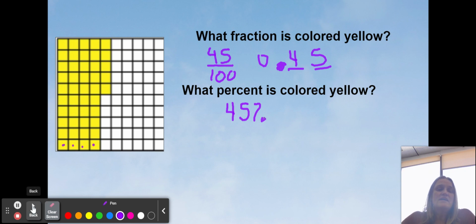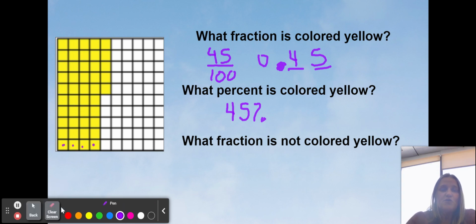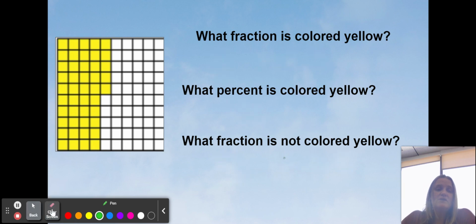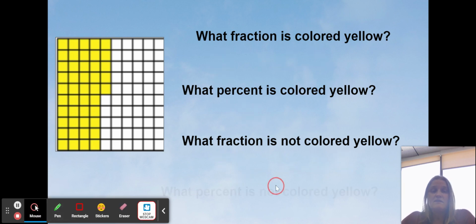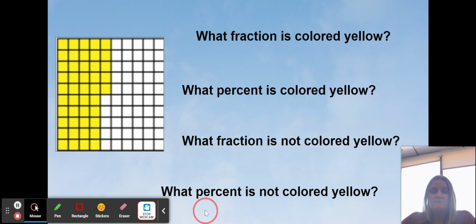Okay. All right, let's try another one. What fraction is not colored yellow? So if we have 10, 20, 30, 40, 50, then we have 55 out of 100. But let's write that as a decimal today. Okay, so I know hundredths has two spots after the decimal. I'm going to fill that in with 55 and a 0 placeholder. Okay, so what do you think that would be as a percent? So we know that writing it as a percent would be about 55%. Okay, all right, let's try another one.